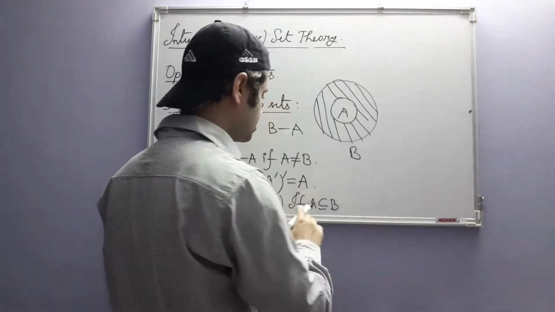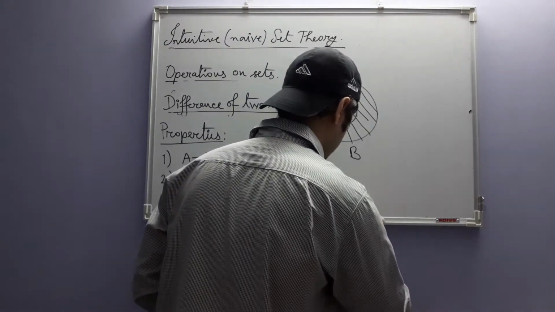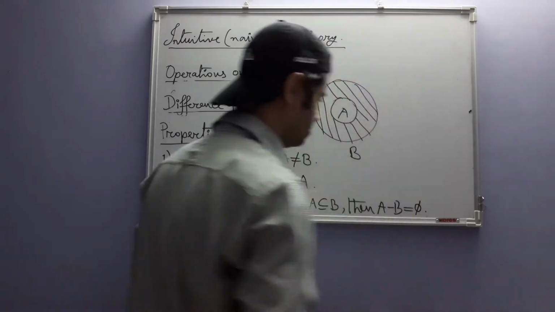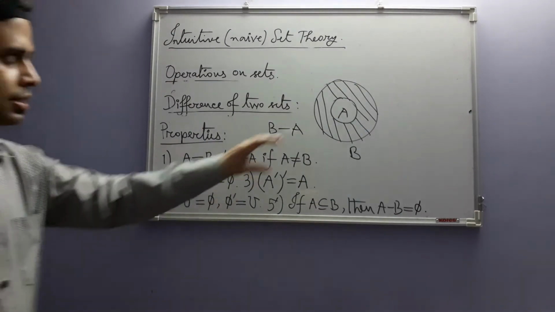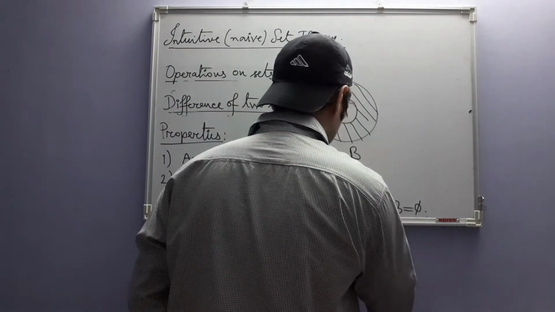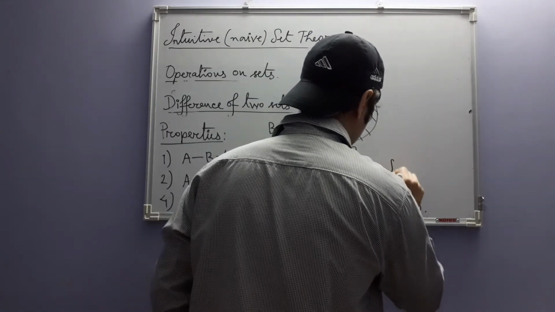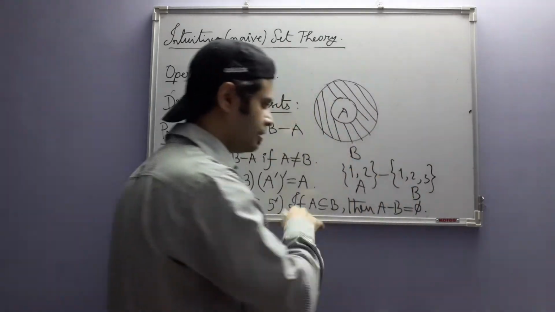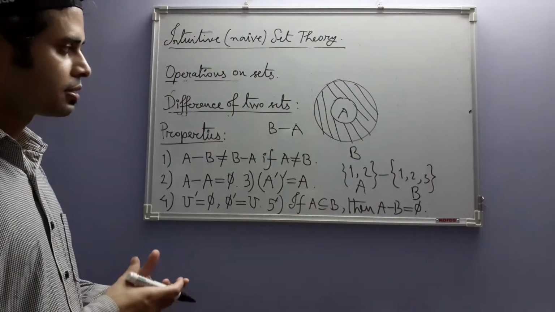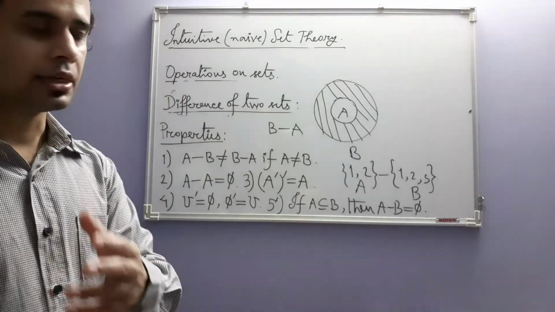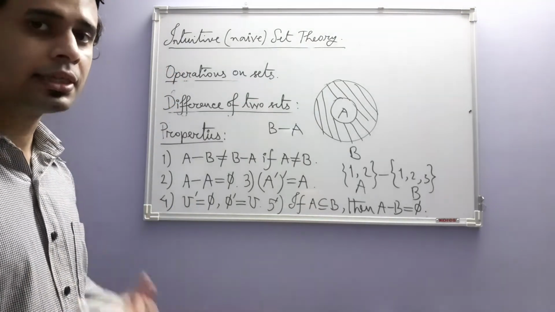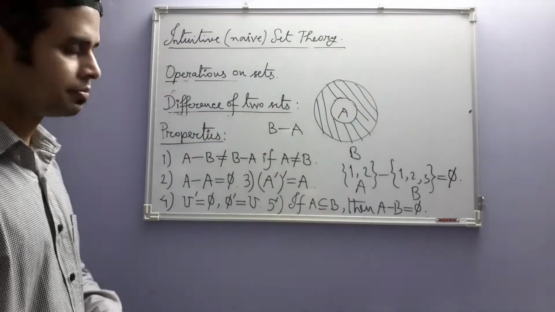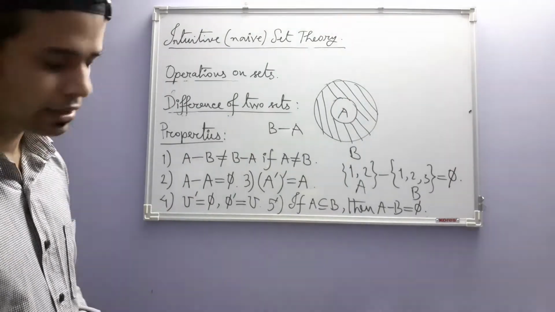But what happens to A minus B? It is empty. Because if you see, it is the same situation like this. This is A, this is B, A is a subset of B. If we are subtracting the larger set from the smaller subset, then nothing is left. So you get the empty set. Okay, so this is the 5th property.